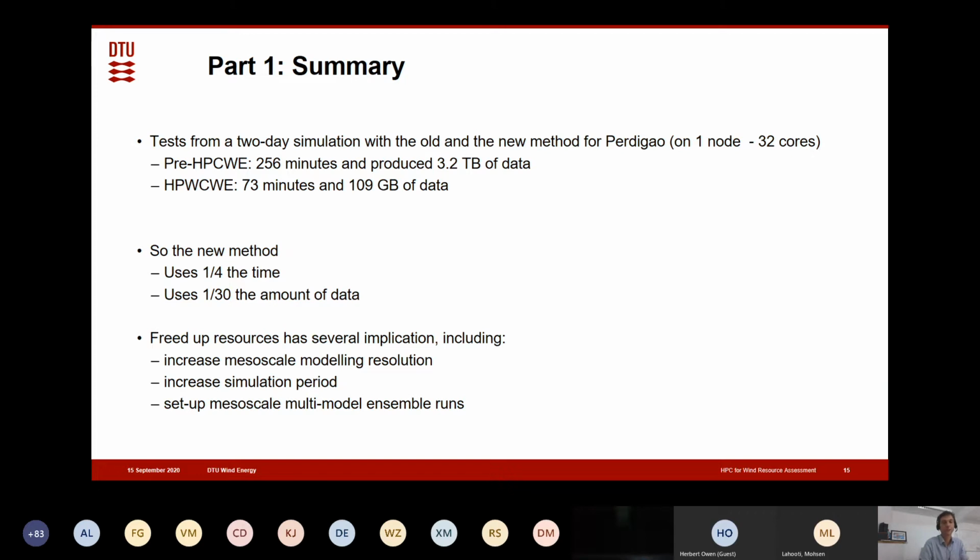We can free up a lot of resources. Those freed up resources have several implications. How can we use those? Well, we can increase the mesoscale modeling resolution, for example. We can increase the simulation period, or we could set up mesoscale multi-model ensemble runs to test the range of realizations that you can get inside a mesoscale modeling setup. These are trade-offs that we make, but freeing up these resources allows us to see how we could enhance other aspects of the modeling.